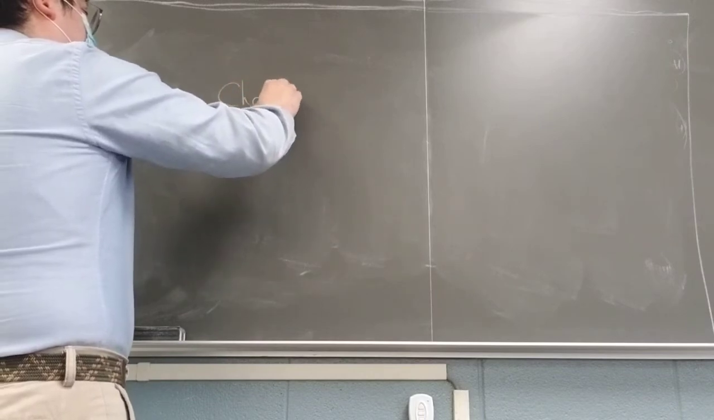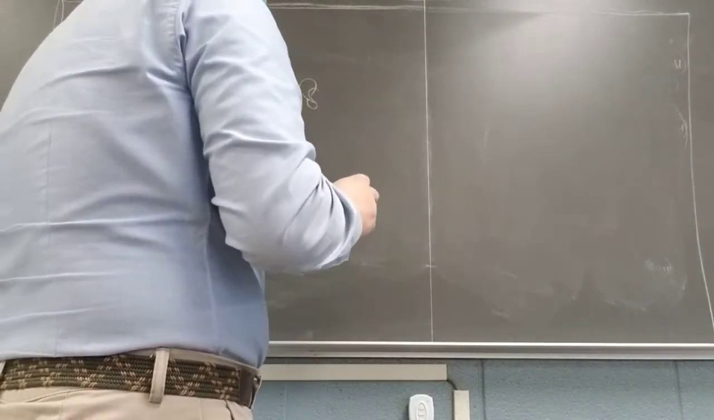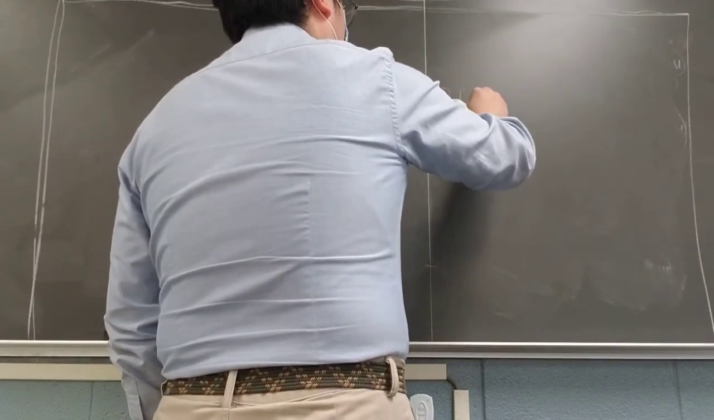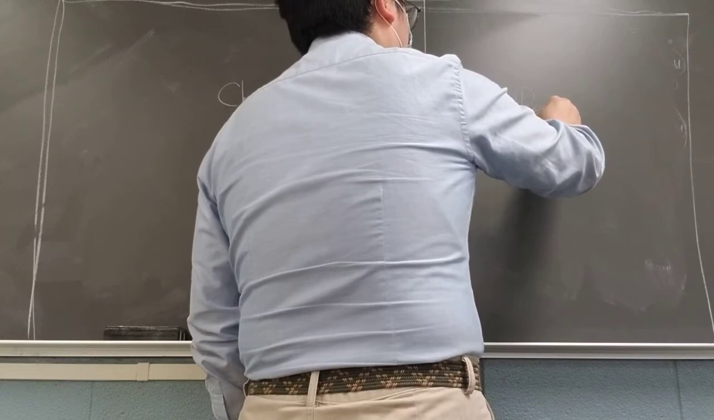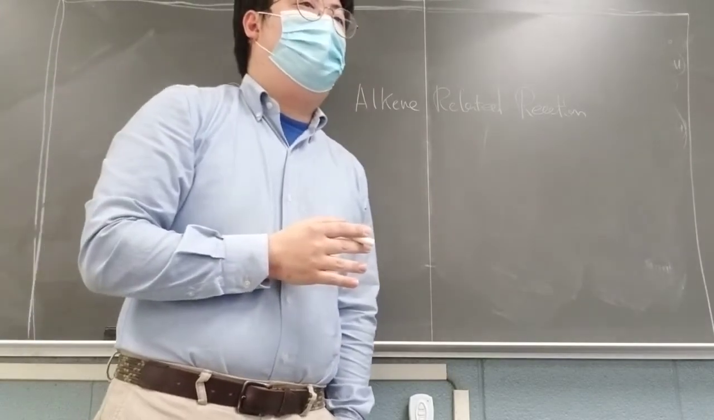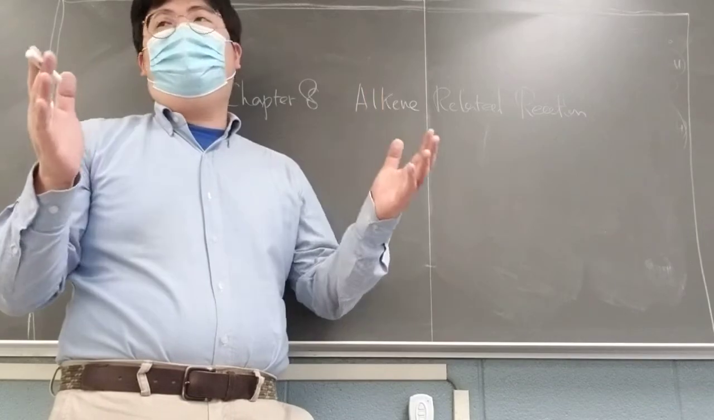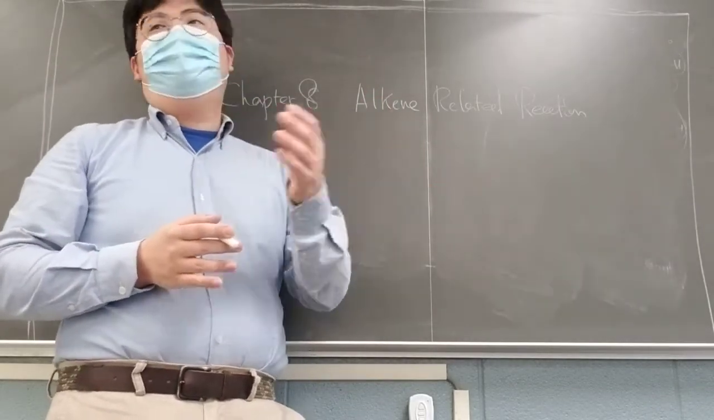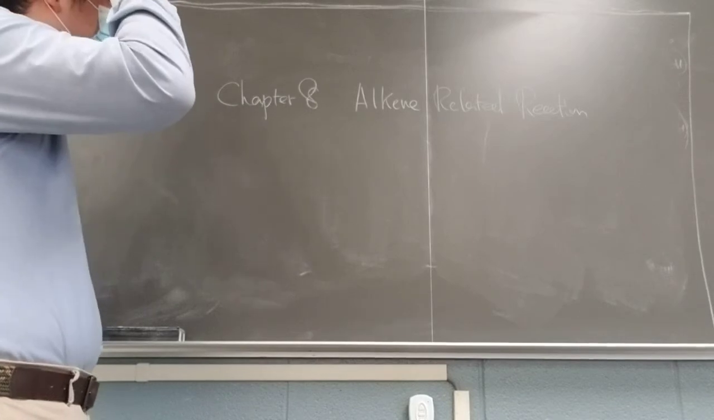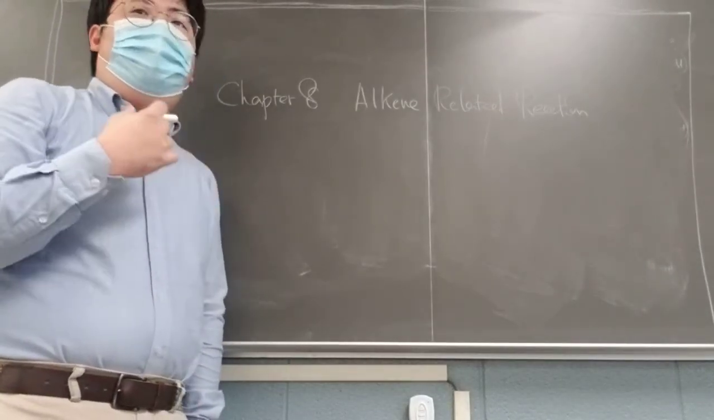So that's it for chapter 7. Chapter 8, we're going to learn about some alkene-related reactions. You're going to learn about hydration, hydrogenation, and bromination, or overall we can say halogenation, because we're going to put bromines, chlorines and fluorines on those alkene groups. So you're actually going to see lots of oxidation and reduction on your alkene compound. This is a quick overview of chapter 8.